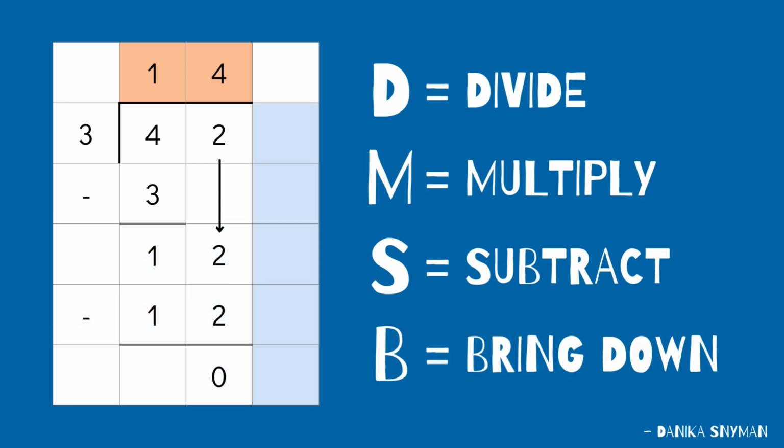And then bring down. Oh, look, there are no more numbers left to bring down. So that means we are finished. I just want to let you know we're going to go now to the next slides, but here where there's a 0, 12 minus 12 equals 0.